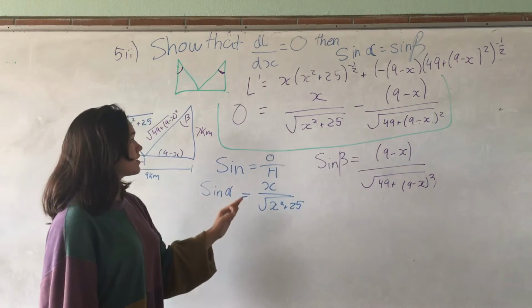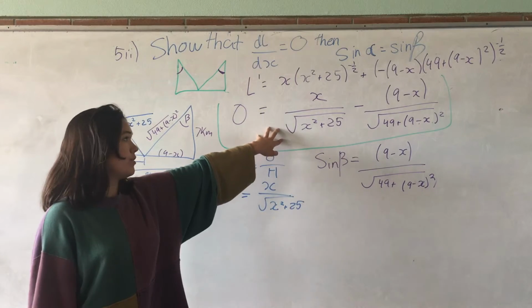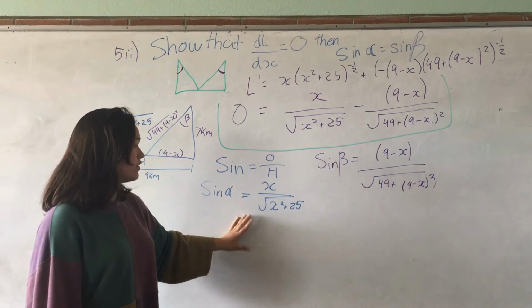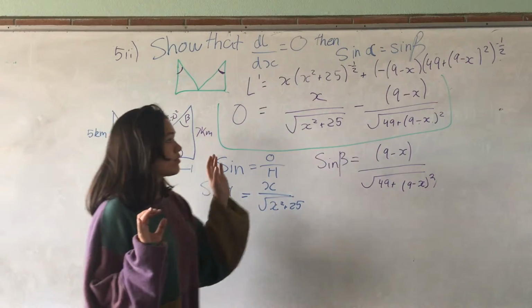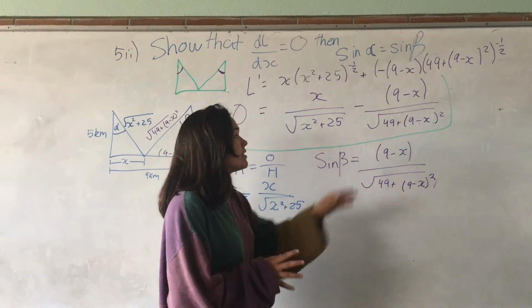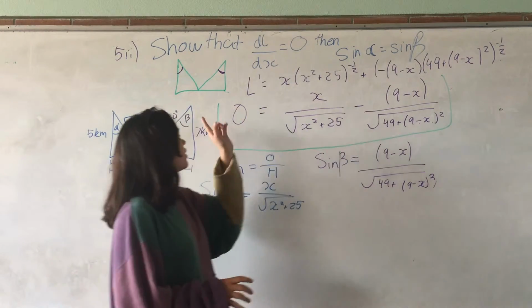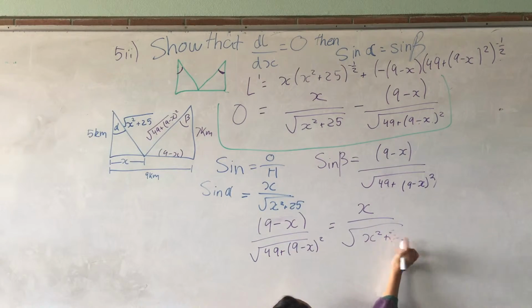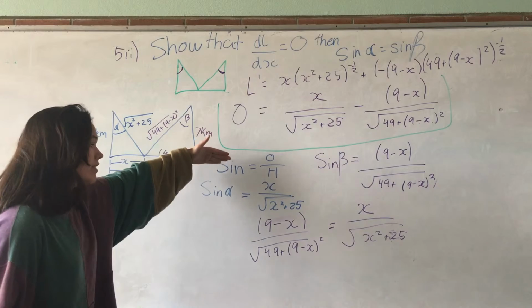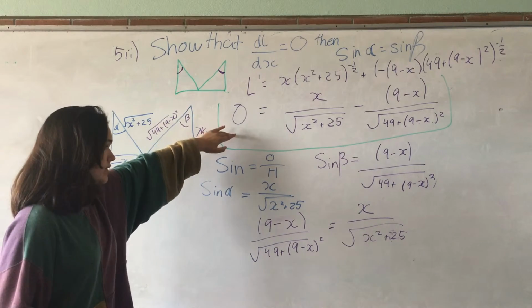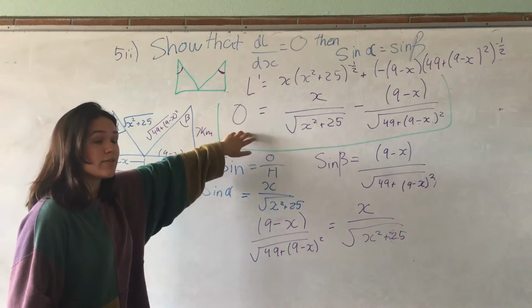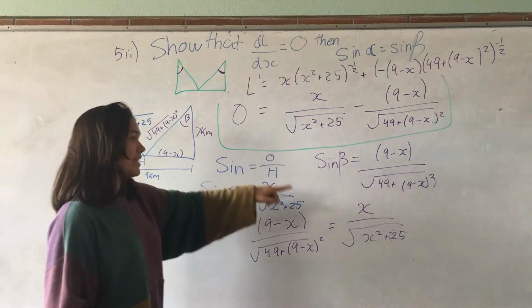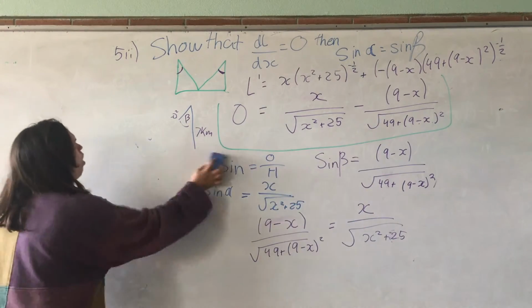So the question is asking us, if this is equal to 0, show that sine alpha is going to equal sine beta. The reason that the negative was so important is because algebraically we can move this over to this and change the sign. Then from these we can determine that when L dash is equal to 0, if that equation is rearranged, it shows that sine alpha is equal to sine beta.